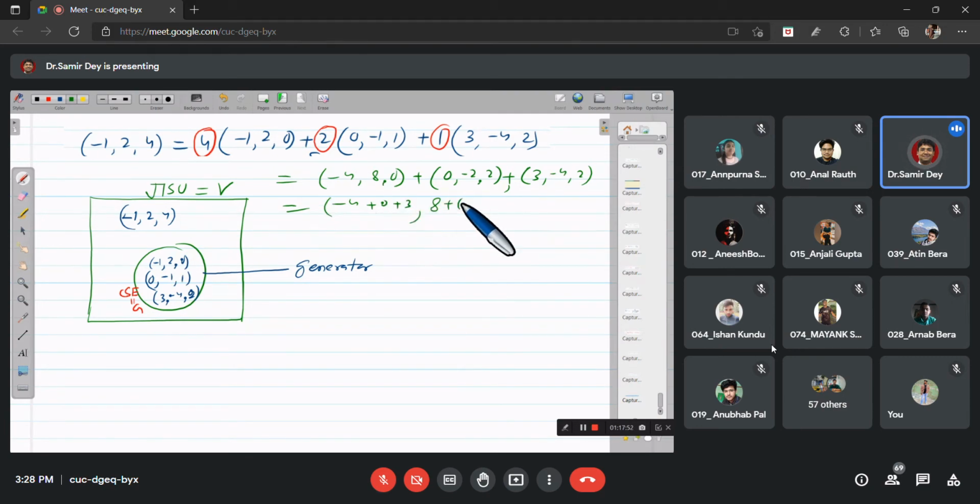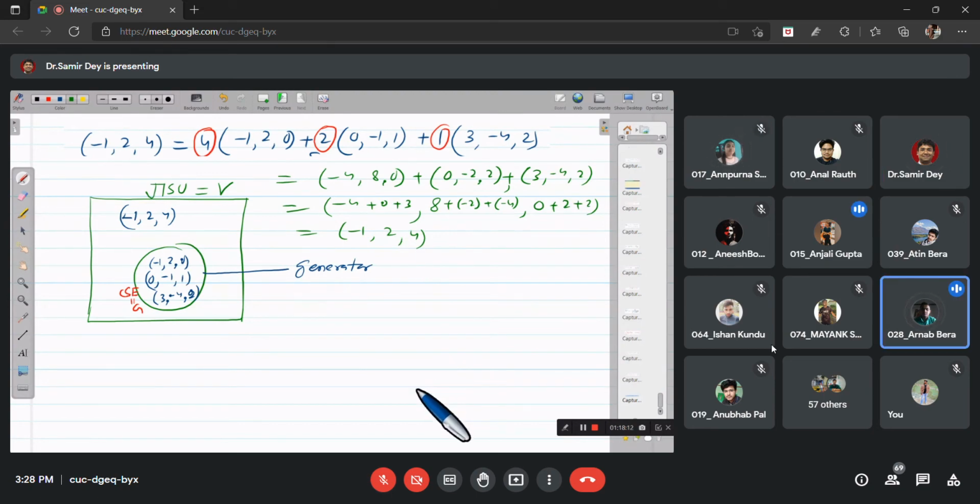8 minus 2 minus 4. Please check. 0 plus 2 plus 2. Ultimately, if you add all together, you have -1, so plus 2, and here it is 4. Is it coming or not? Yes, sir.